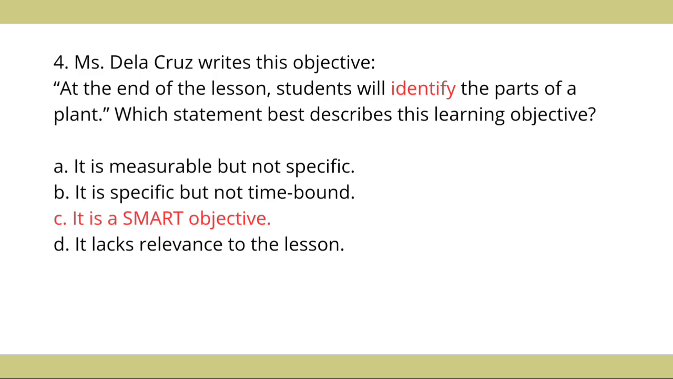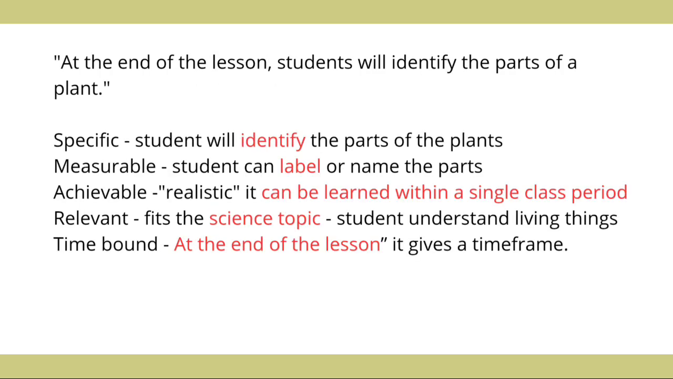The correct letter is letter C. It is a SMART objective because the scenario shows a clear and well-defined learning goal. SMART: S for specific. The students will identify the parts of a plant, which clearly states what they are expected to learn.